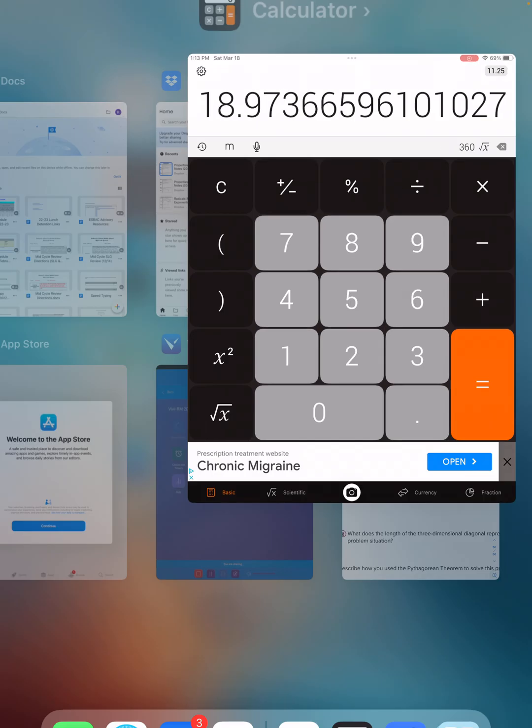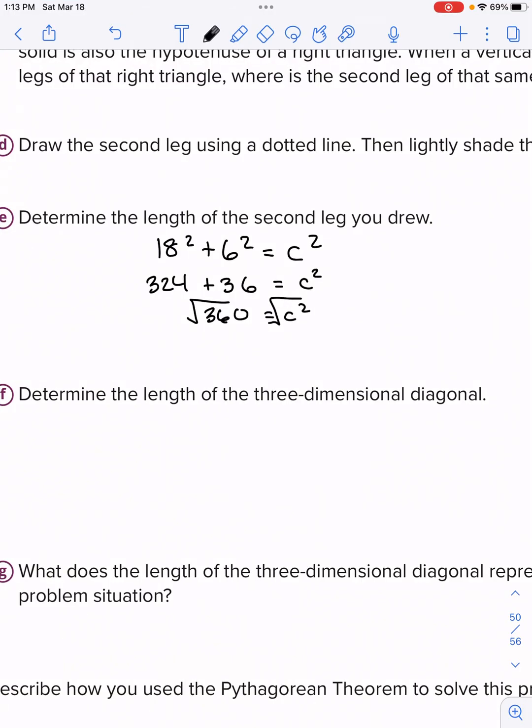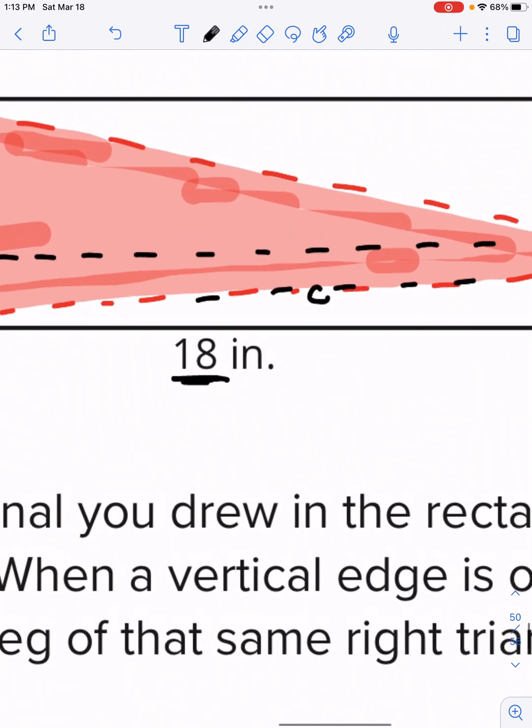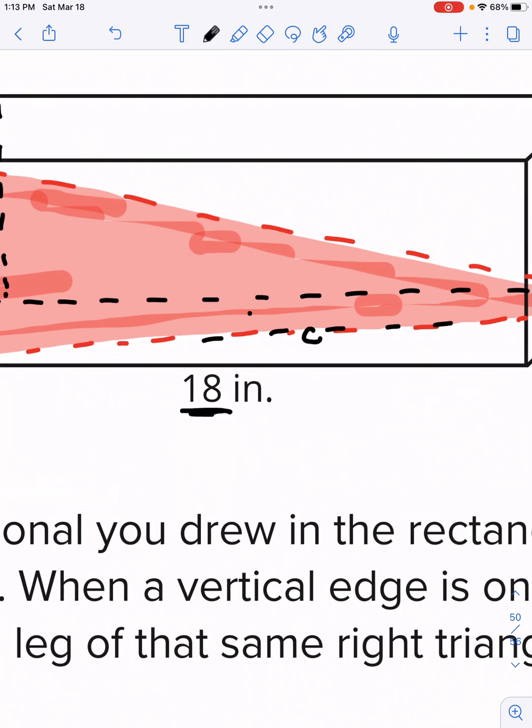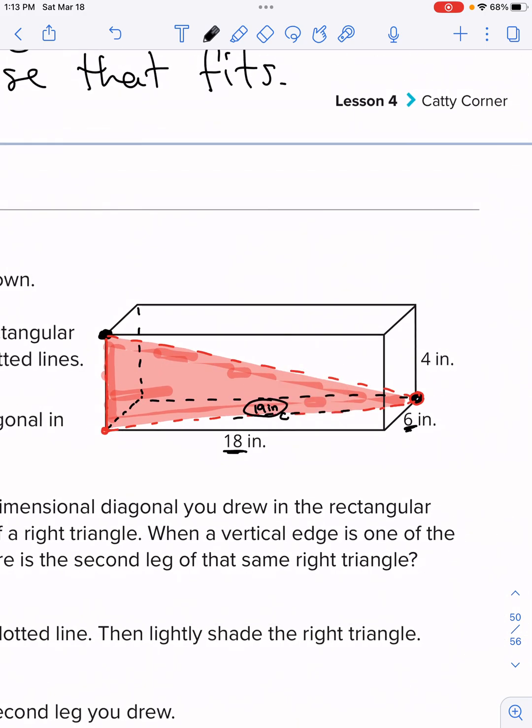So instead of rounding to a tenths place, we're rounding to a whole number. We'll put C as approximately equal to 19, or in this case, 19 inches. Okay, now this is only part of the battle here. So we know that the bottom part of this red right triangle is 19.